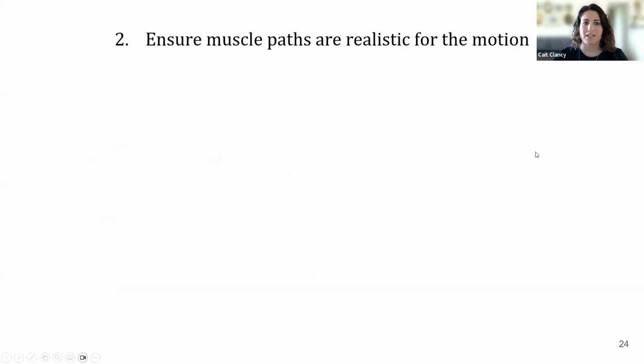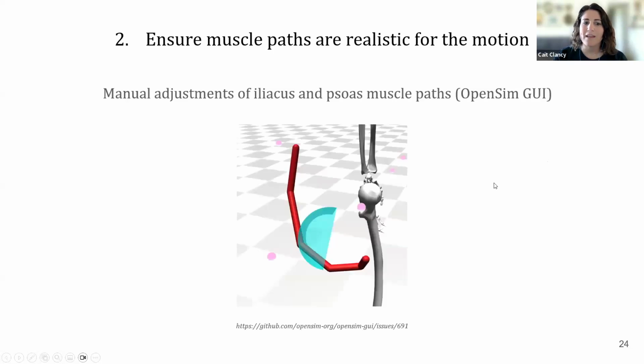Next up is ensuring that our muscle paths are realistic for the motion. The way that we did this was manual adjustments of the iliacus and psoas muscle paths. This is done in the OpenSim GUI. What you're looking at right here, in red, we have our muscle path. And in blue, we have that wrap cylinder.